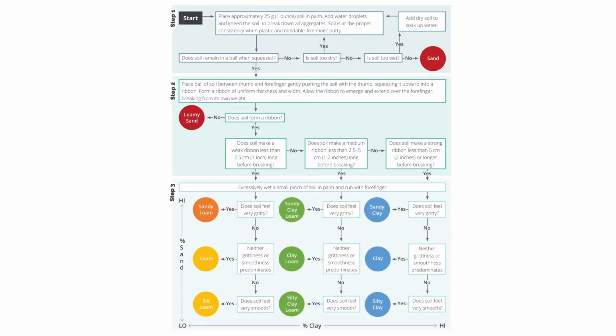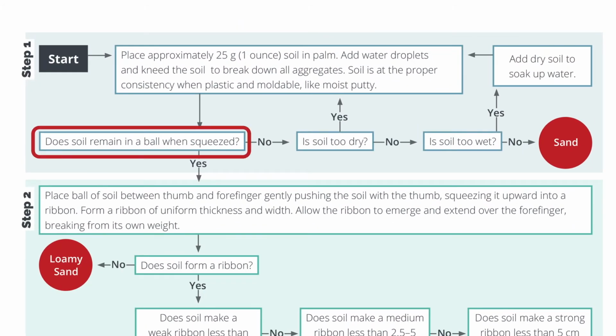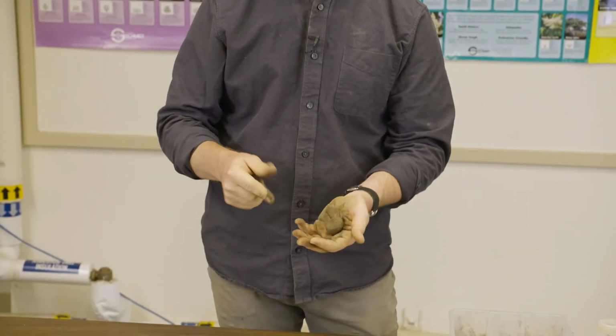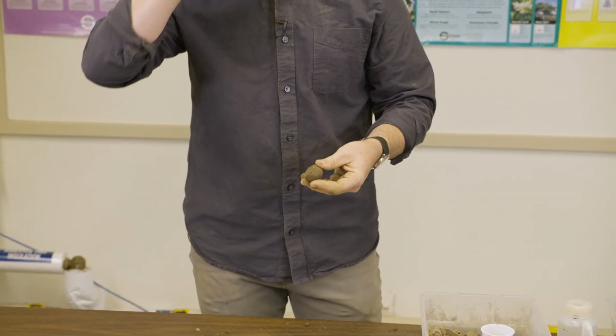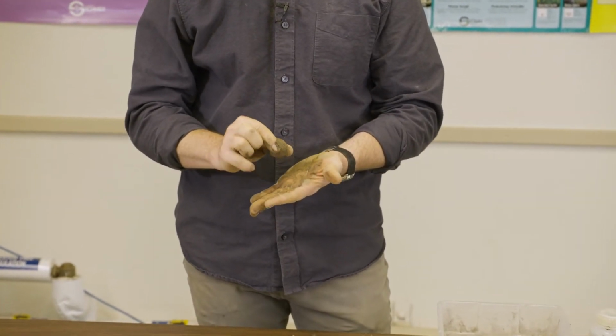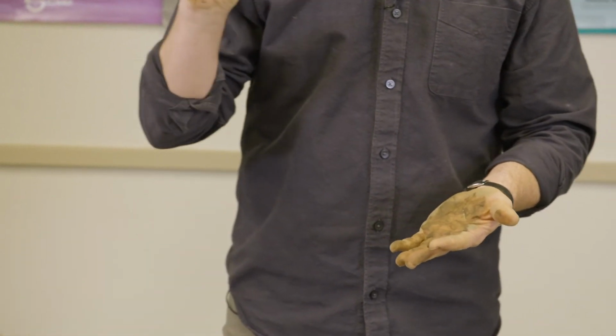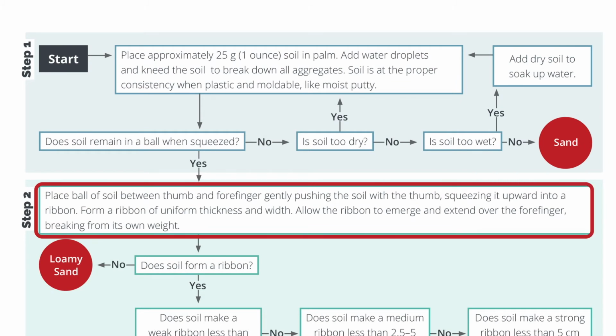Okay, going back to our flowchart, the first diagnostic is to see if the sample will form a ball. And here we have a nice ball. So, under a little pressure from the finger, it doesn't fall apart, doesn't shatter. So we know we don't have a sand sample, as we suspected. Give it a little squeeze. Still stays together, stays put. So it's not a sand or a loamy sand. So we're going to move down into the next step, which is the ribbon forming process.